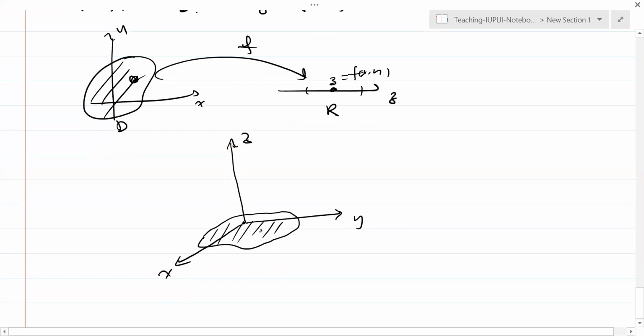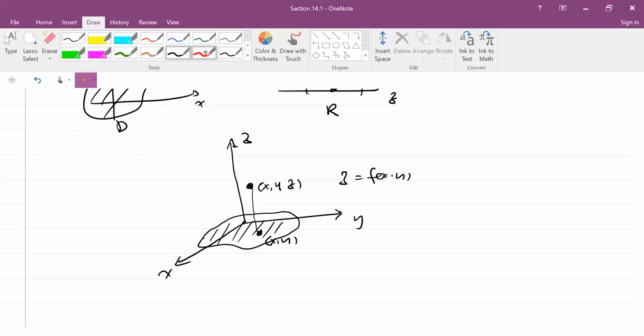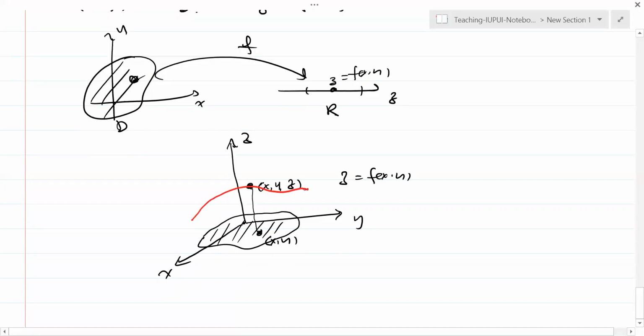For any point here, I plot the point in the space. If here's x and y, then the z is determined by the value of f of x, y. So the point can be very high or very low, depending on the value of the function. When you move all the points over from this domain, it looks like that.